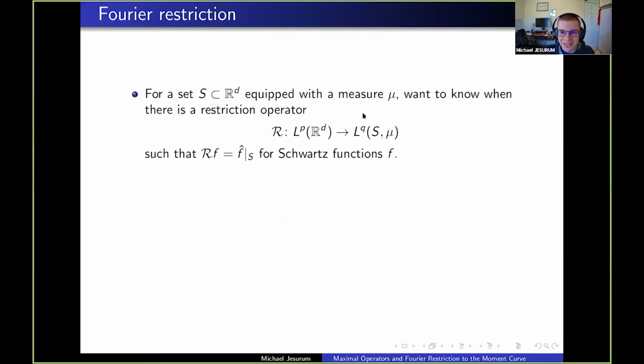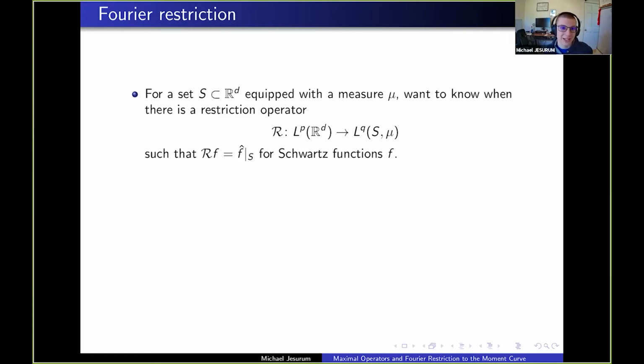So let's start with just the Fourier restriction part of this talk. In general, this is a problem that was posed by Stein way back when. Fourier restriction asks: if you have a set, usually some kind of surface with some measure mu, like surface measure would be nice there.